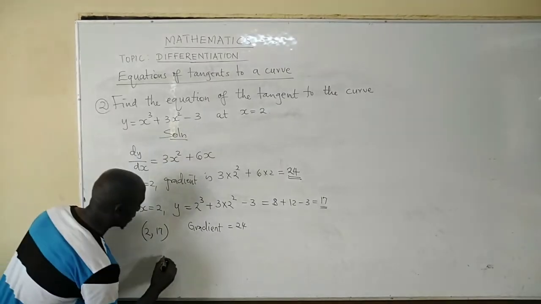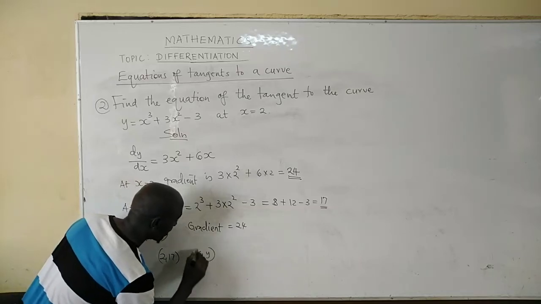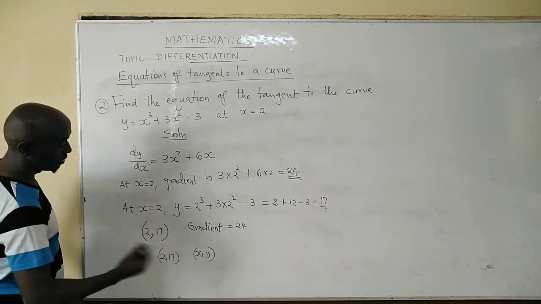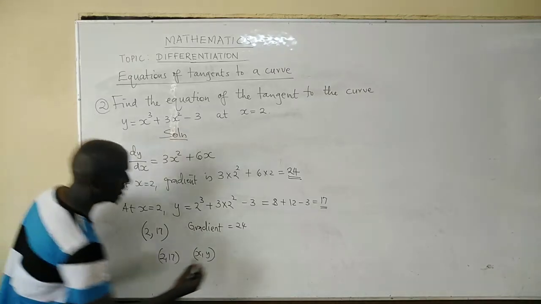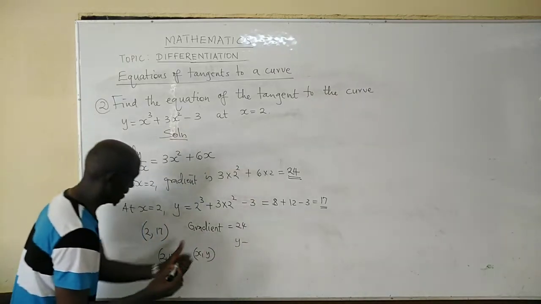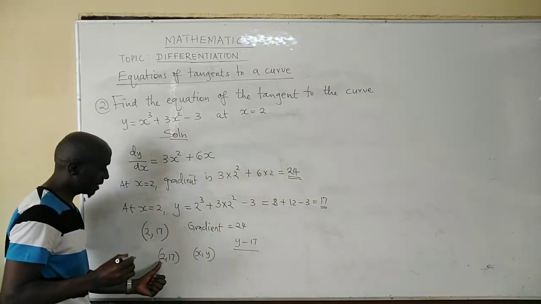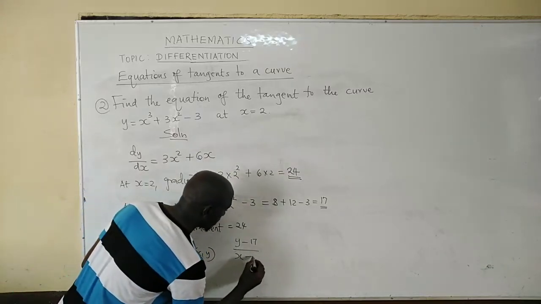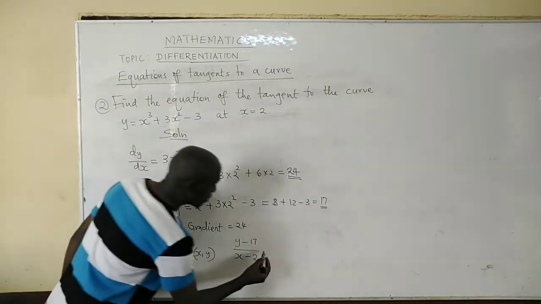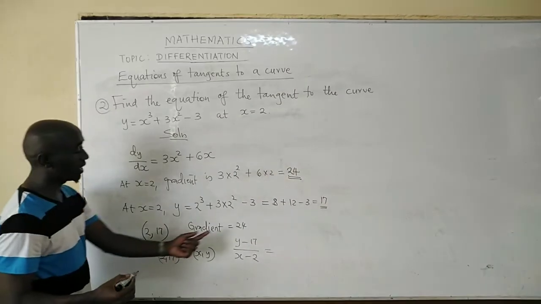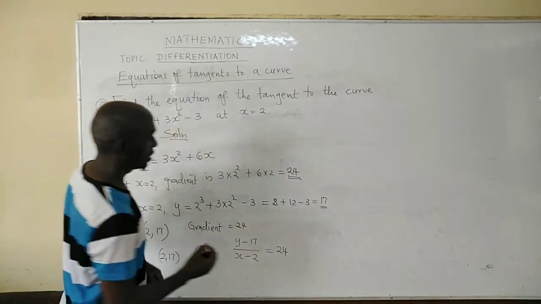Using 2, 17, and then x, y, a general point, you use the concept of change in y over change in x gives you the gradient. That is y minus 17 over x minus 2. This is changing y, this is changing x. So y minus 17 over x minus 2 equals the gradient which we already have as 24. The gradient is 24.